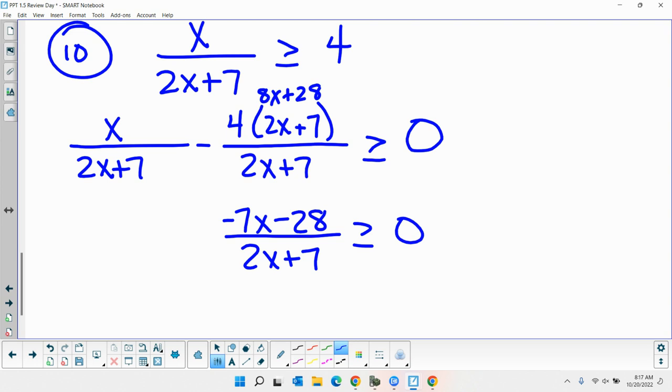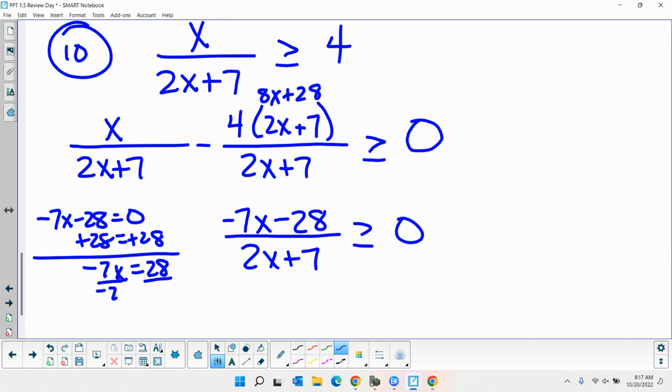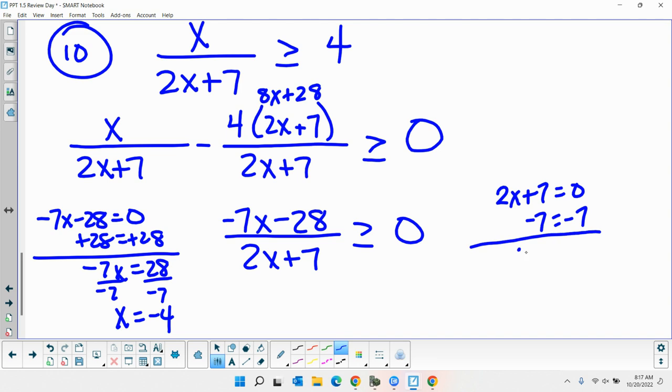All right, so I set those equal to 0 to get my critical values. So I get negative 7x is 28. Divided by negative 7, I get negative 4. And for the 2x plus 7, I subtract 7 and divide by 2. That's a negative 3.5. So I got negative 4 and a negative 3.5.